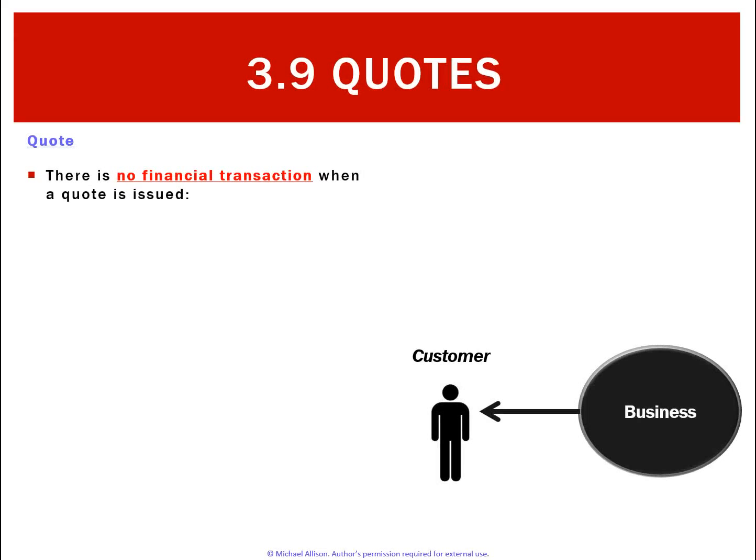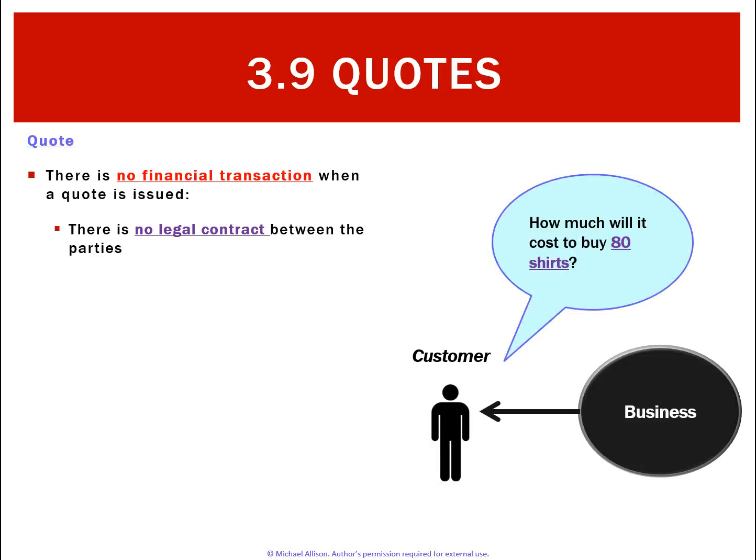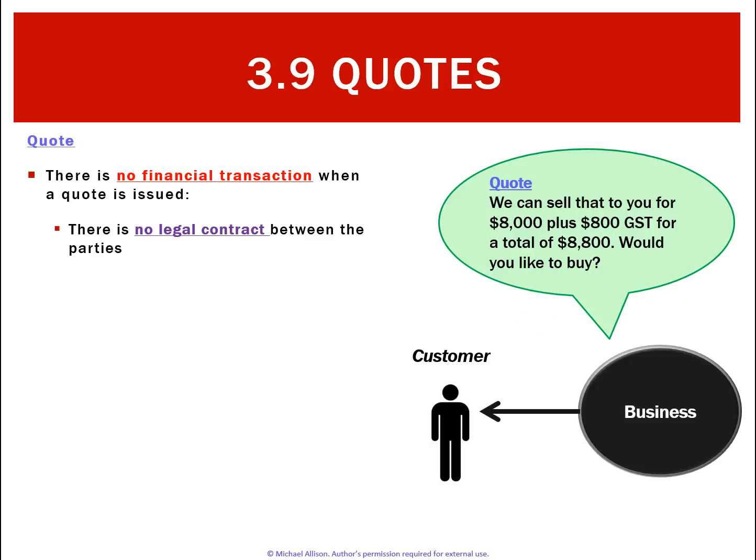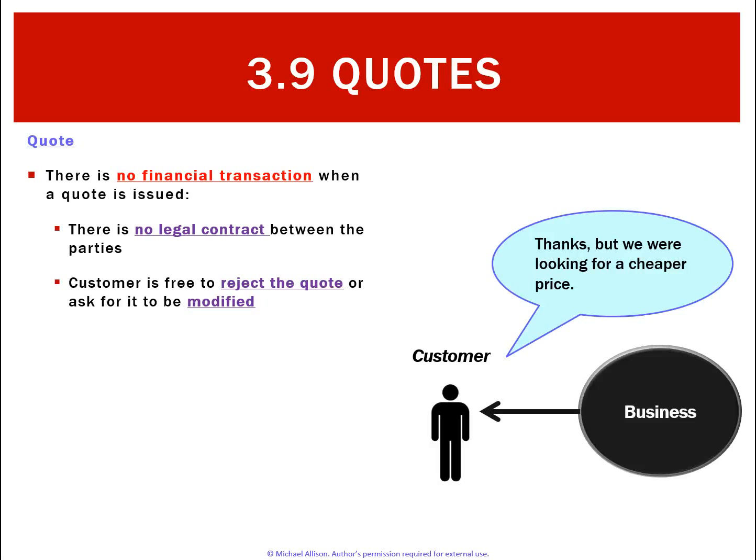So it's important to identify that there's actually no financial transaction at this point. When there's just a quote, in this case, how much for 80 shirts, that'll be $8,000 plus GST. That's not a legal contract. What we've got now though is the customer is actually free to reject it.